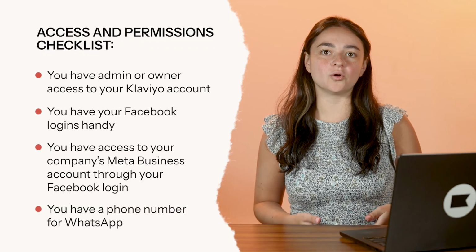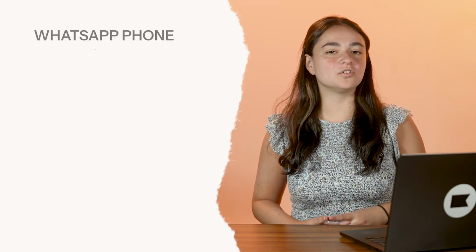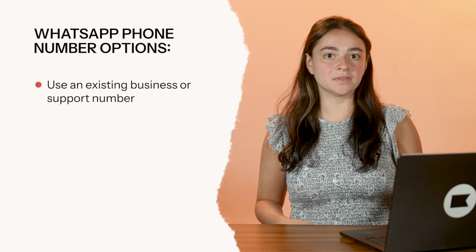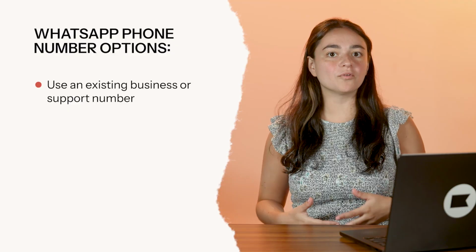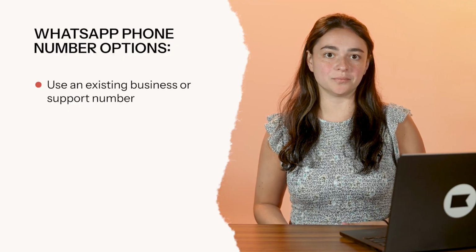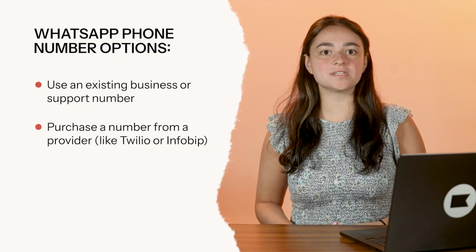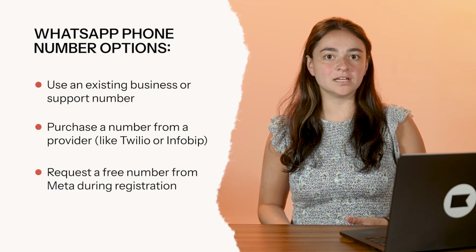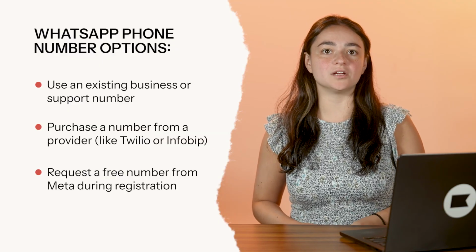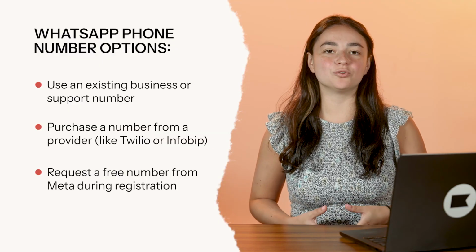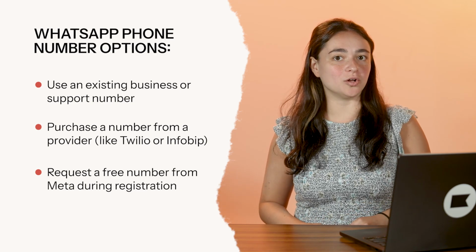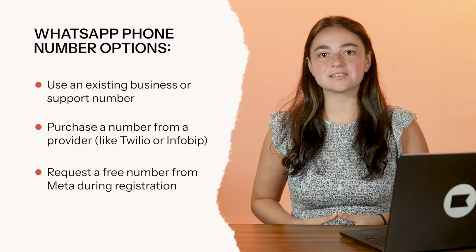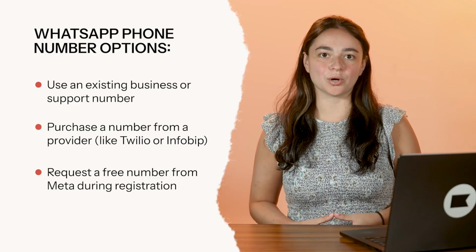You will also need a phone number for WhatsApp. You've got a few options here. You can use an existing business or support number. This cannot be a number that you already use to send text messages in Klaviyo. Another option is purchasing a number from a provider like Twilio or Infobip. Alternatively, you can request a free number from Meta during registration. This can be a great way to get started and test out the channel, but this free number does come with some limitations. So for the best experience, we recommend purchasing your own.